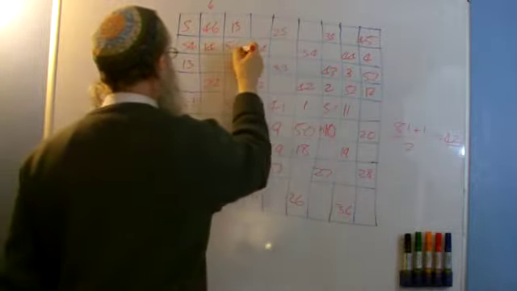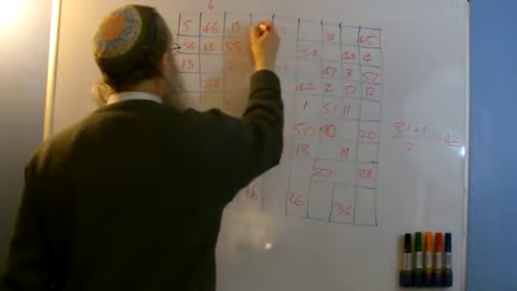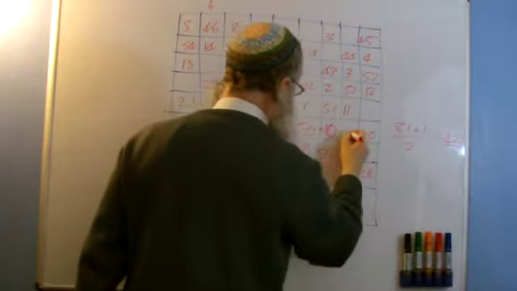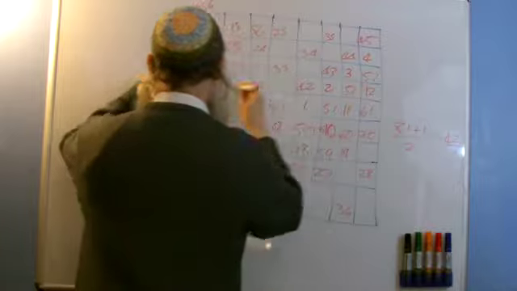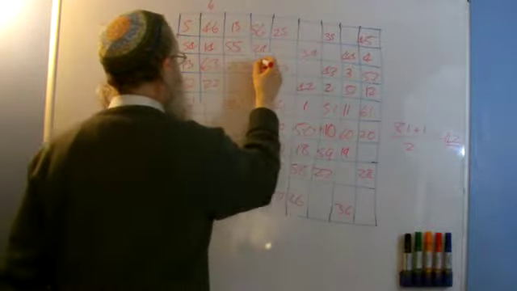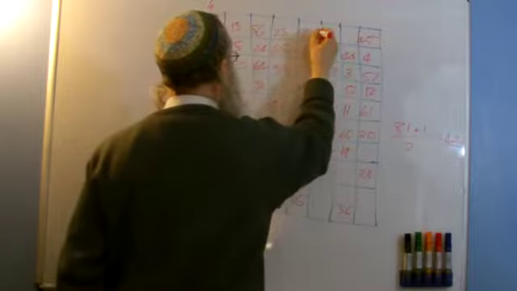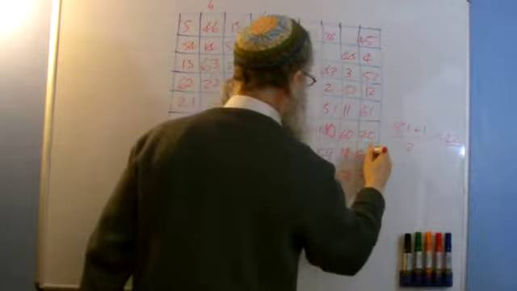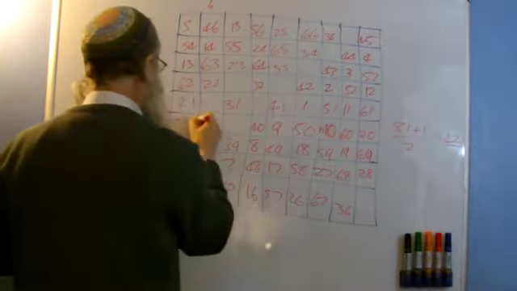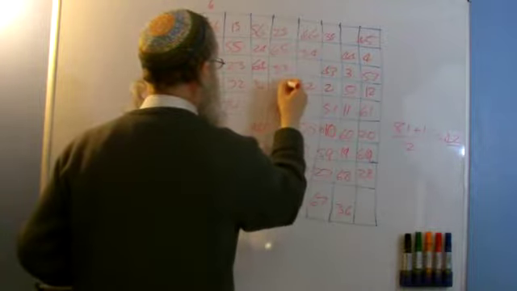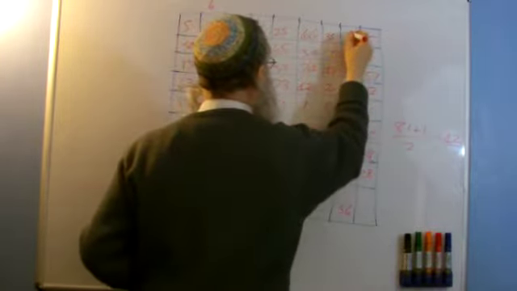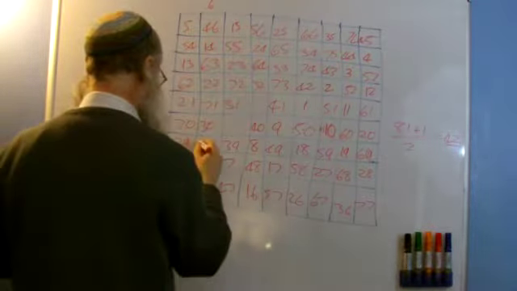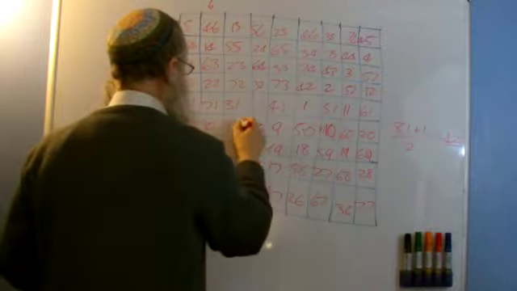54, 2 to the right. 55, 56, 57, 58, 59, 60, 61, 62, 63, 64, 65, 66, 67, 68, 69, oops, 9, over to there is 70, 71, 72, 73, 74, 75, 76, 77, 78, 79, 80 and 81.